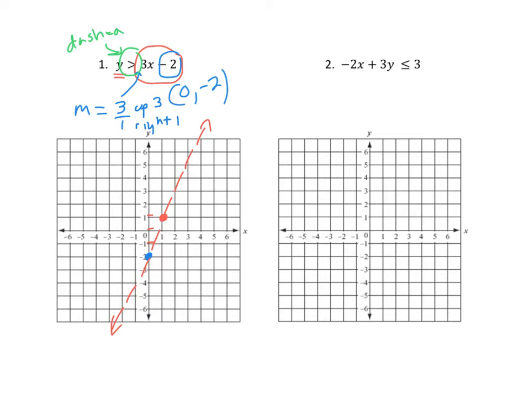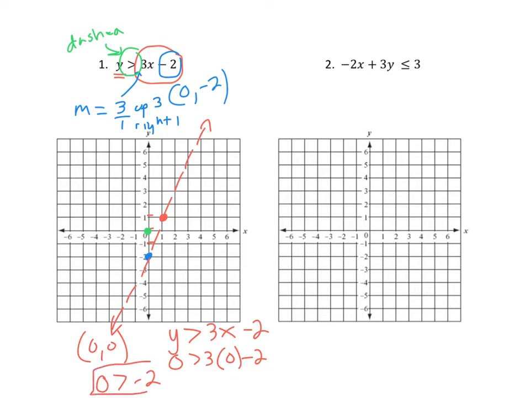Remember, the origin is always a very nice point to plot. Notice it's not on that line here, so that's another nice point we can use. So if I choose the origin, 0, 0, and plug it into the equation, y greater than 3x minus 2, let's see if that's true. So I would sub in 0 for the y coordinate, and I would sub in 0 for the x coordinate. And if I simplify, looks like I get 0 greater than negative 2. And let's ask ourselves if that's true. Is 0 greater than negative 2? Yes, it is. It's higher on the number line.